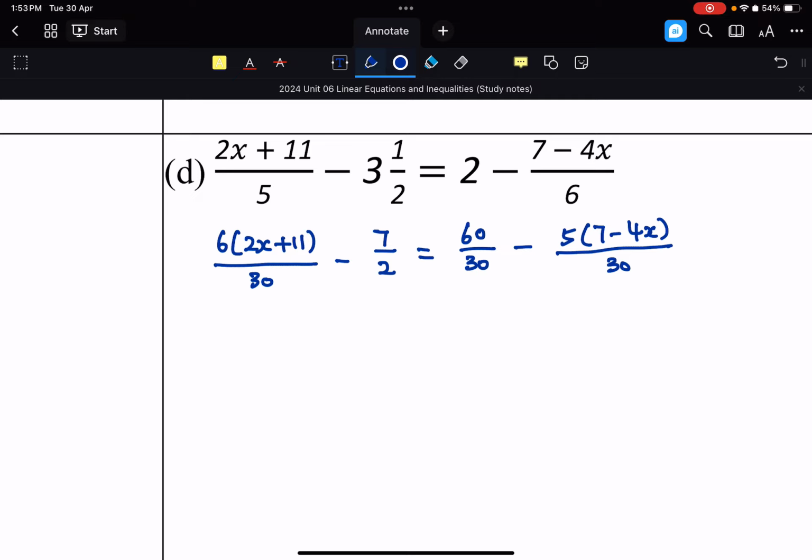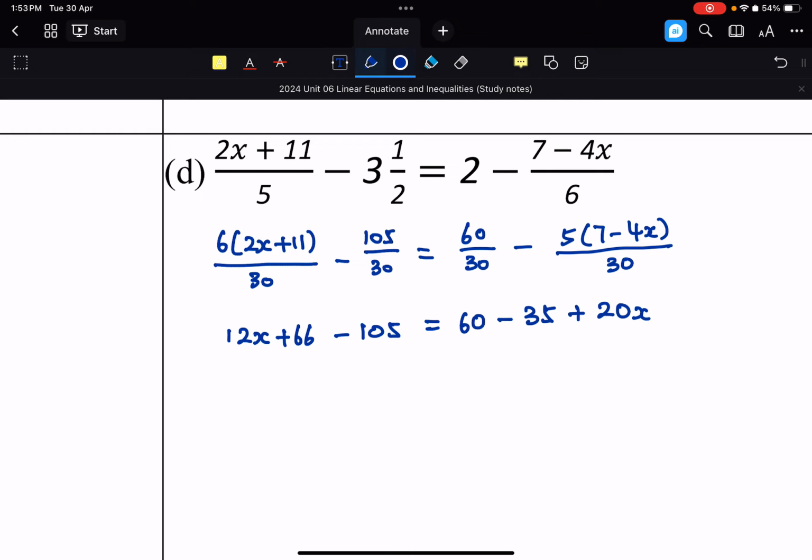Then of course the 7 over 2, I can simplify that to, now what's 15 times 7? Well, you see, I don't have my calculator with me, so mental calculations take a little effort. So let's try. 7 times 15 should give me 105, right? So I can rewrite this as 105 over 30. Okay, so that means 12x plus 66 minus 105 equals to 60 minus 35 plus 20x.